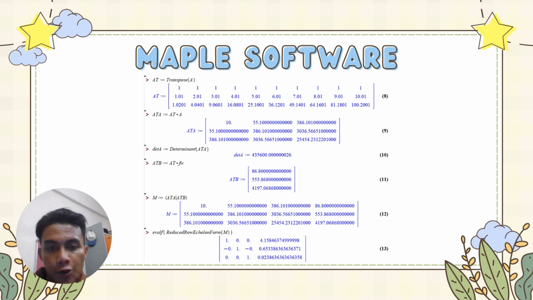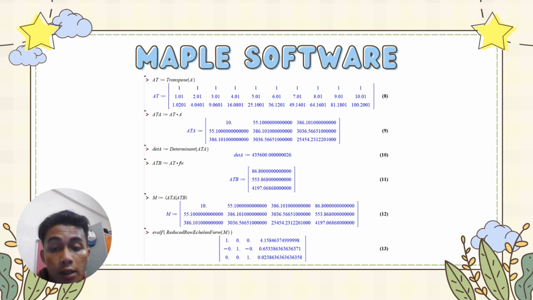Assalamualaikum and hi. So right now I will continue Aina Kaisara's presentation and talk about the codings that we use in our MATLAB software, which is to find the best fit of the quadratic curve. So in the 8th step, we want to find the transpose of the matrix A. So the coding is AT equal to transpose of the matrix A, and we get the answer in blue color. And after that, we multiply the transpose of the matrix A with the original matrix A, and we get another answer for that equation.